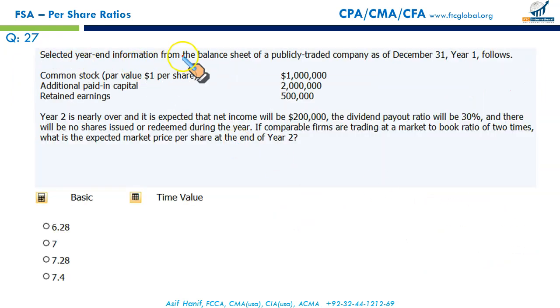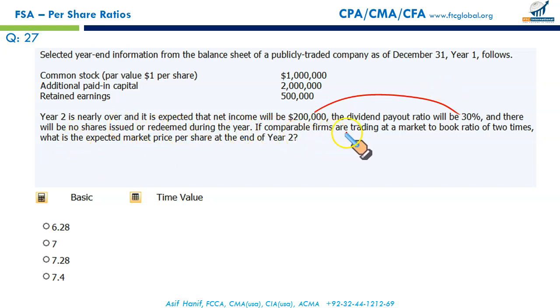Selected year-end information from the balance sheet of a publicly traded company as of December 31st, year 1 is given below. Common stock $1 million, additional paid-in capital $2 million, retained earnings $500,000. Year 2 is nearly over and it is expected that the net income will be $200,000. The dividend payout ratio will be 30%. So out of the earnings, 30% would be paid out as dividend, and there will be no shares issued or redeemed during the year.